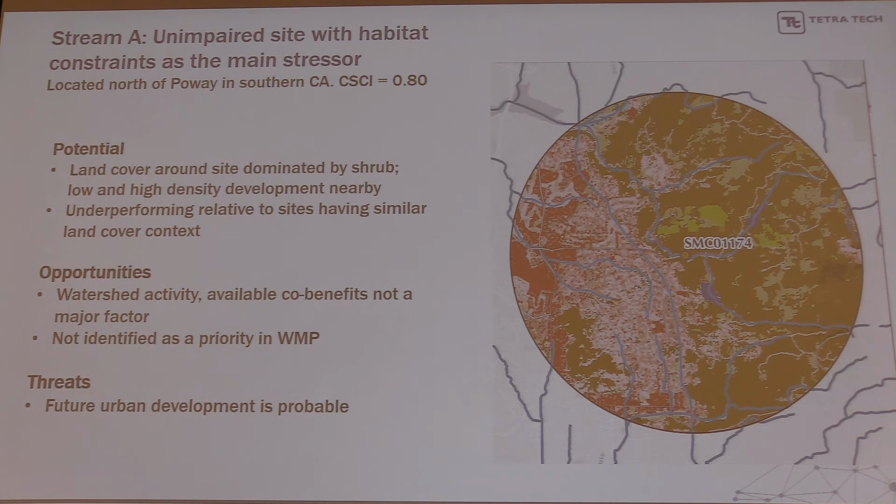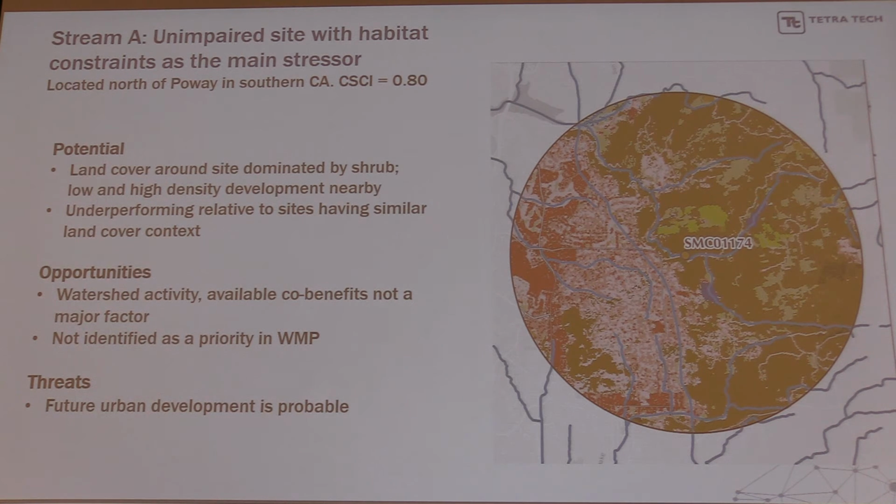This is one where we're saying the watershed activity, available co-benefits is not such a major factor. We're just going to assume that for the user. And this is not identified in any kind of a watershed master plan, or a WQIP, watershed quality implementation plan. It hasn't been thought about too much, okay? So we're just going to say that here. But clearly there are threats. I mean, there's future land use, and we'd probably swallow that site.